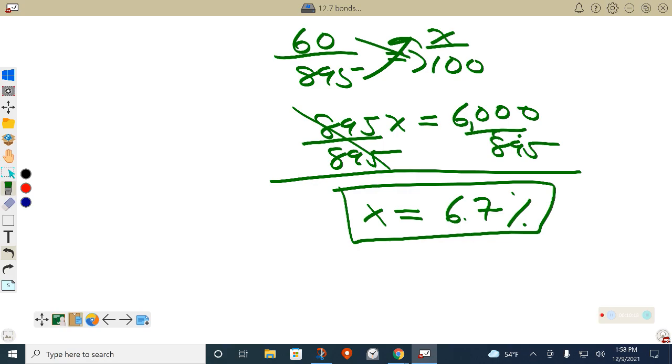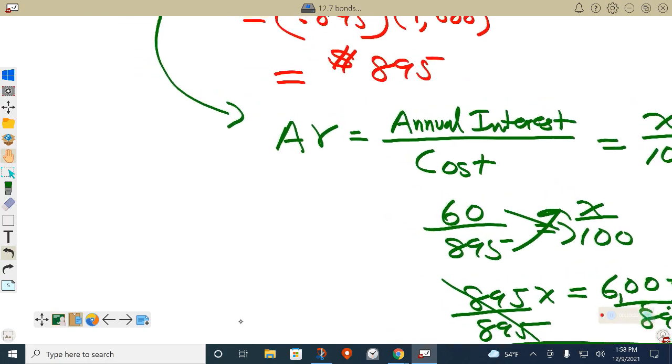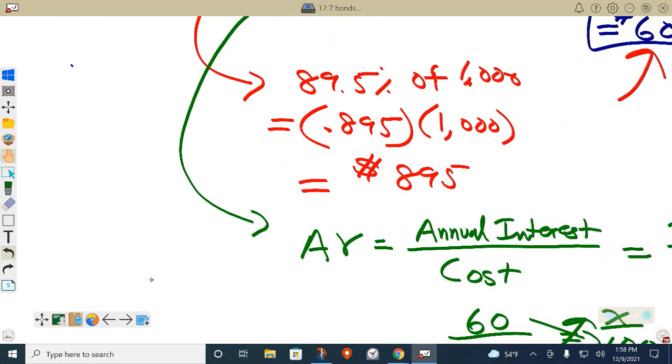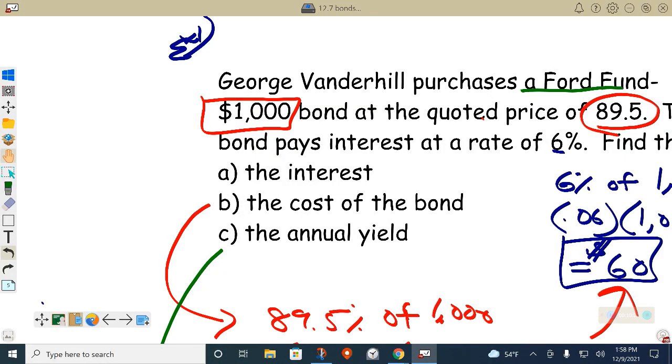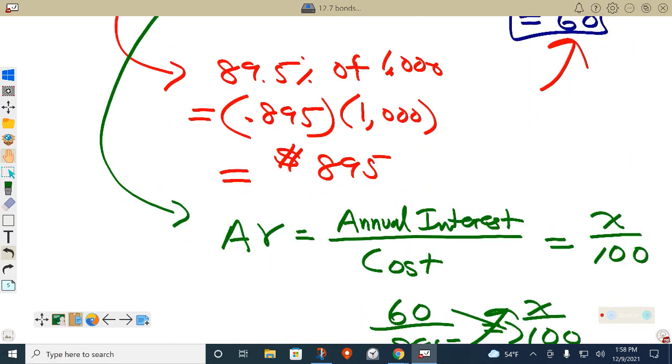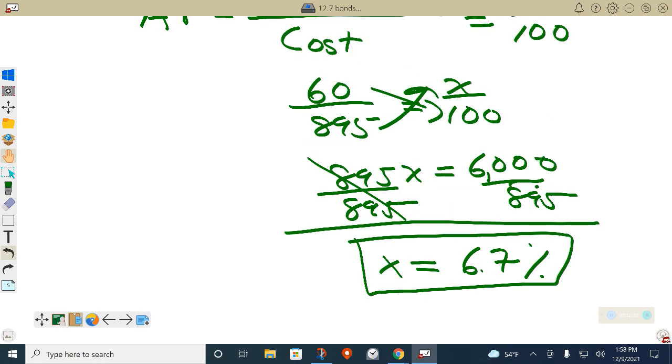And the cool thing is, at the end of the bond's term, not only am I getting that money every year, but I get the $1,000 at the end. They cut me a check for a grand after all the years I've been holding it. So every year, if it's a 10-year bond, I'm gonna get $60 every year for 10 years. And at the end of 10 years, they're gonna give me $1,000.